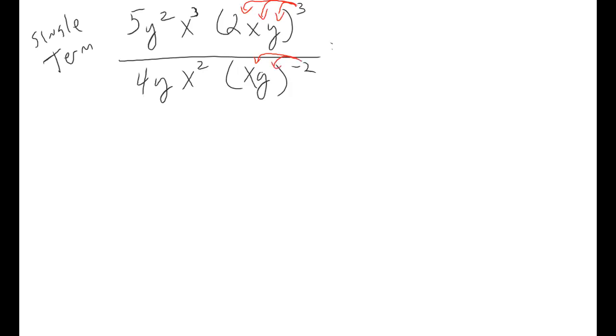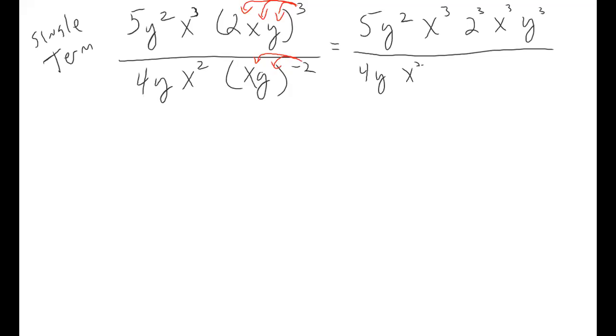So I'm just going to rewrite the 5y squared x cubed, and then 2 to the 3rd power, x to the 3rd power, y to the 3rd power. The reason they all just got a 3 is because inside the parentheses there's nothing there, so there's a 1, and 3 times 1 is just 3. And then I'm going to be all over 4y x squared. And now I'm going to distribute the negative 2. So I get x to the negative 2, y to the negative 2.